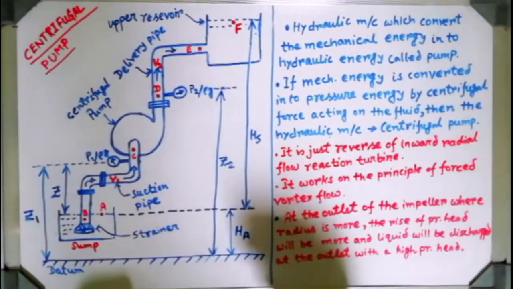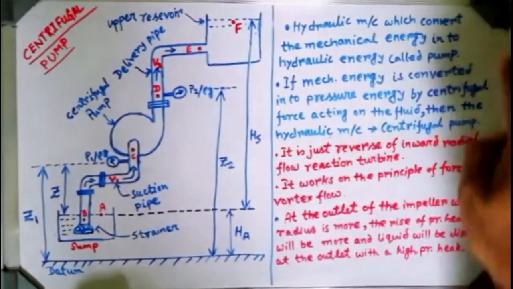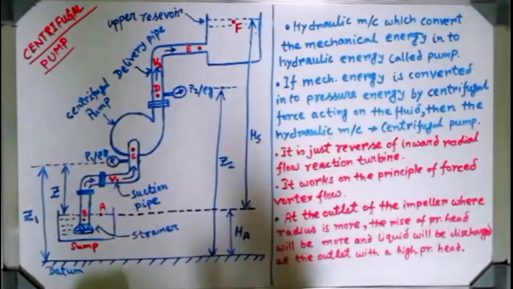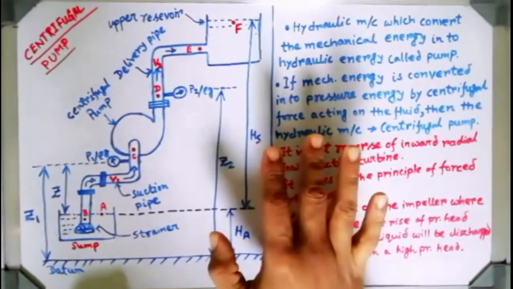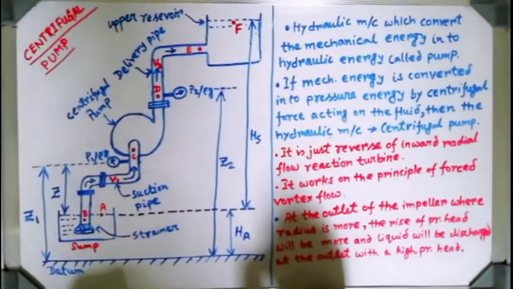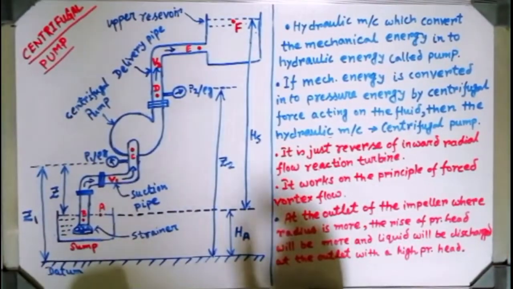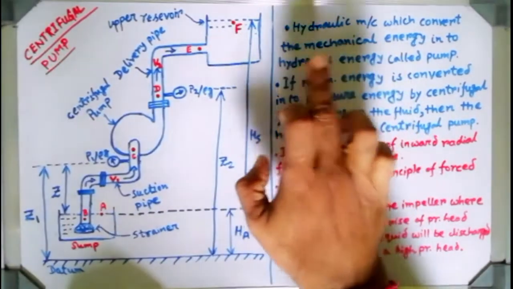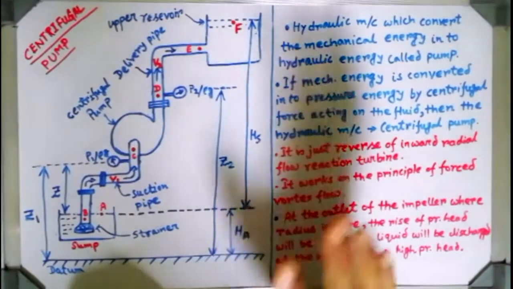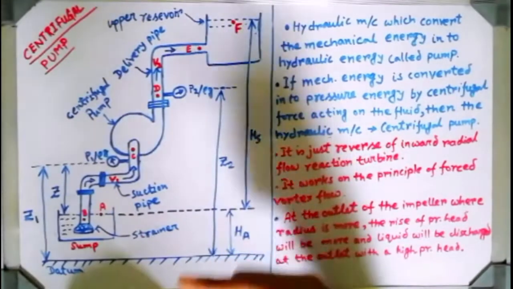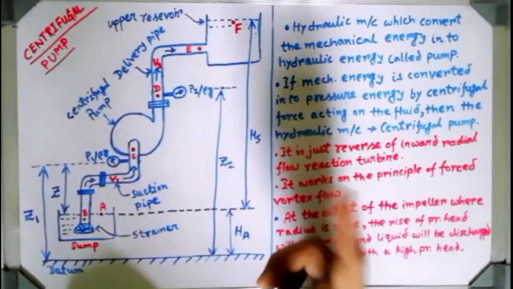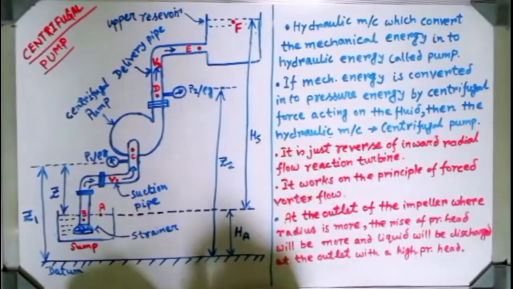Okay, so a machine which is converting mechanical energy into hydraulic energy. Now what is this hydraulic energy? Here we are implying that hydraulic energy is nothing but the pressure energy. So basically the machine which converts the mechanical energy into pressure energy is called a pump. Mechanical energy means rotation of any member. Suppose a linear motion or rotational motion of any shaft can be known as mechanical energy.